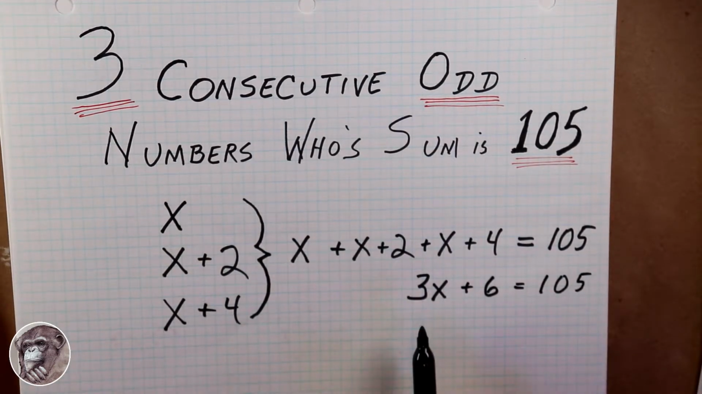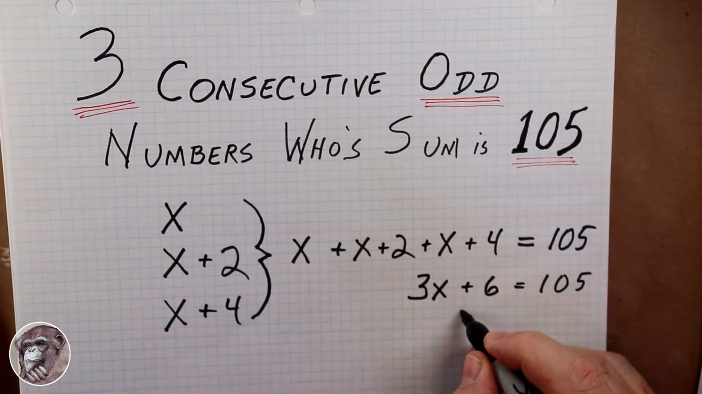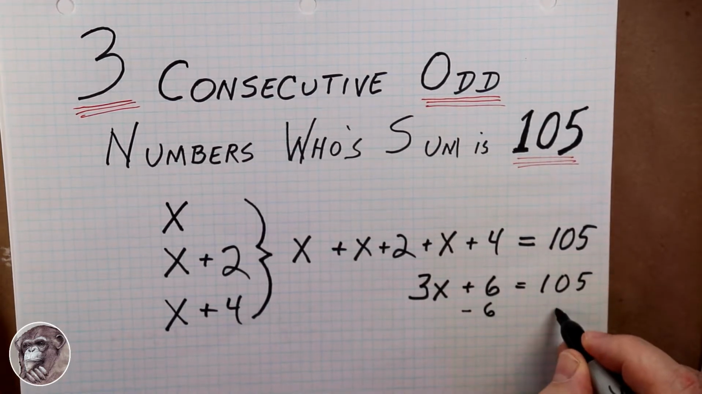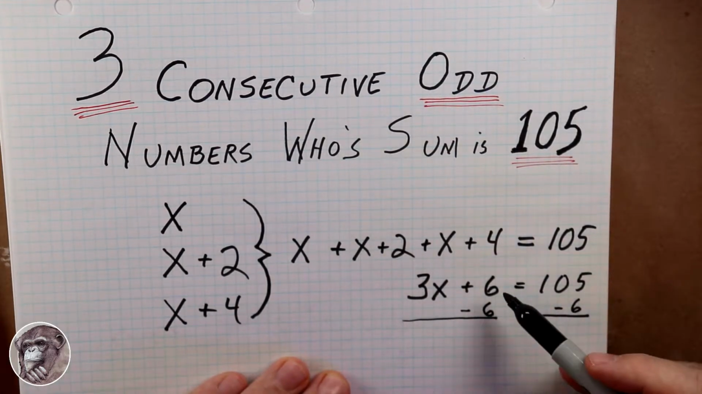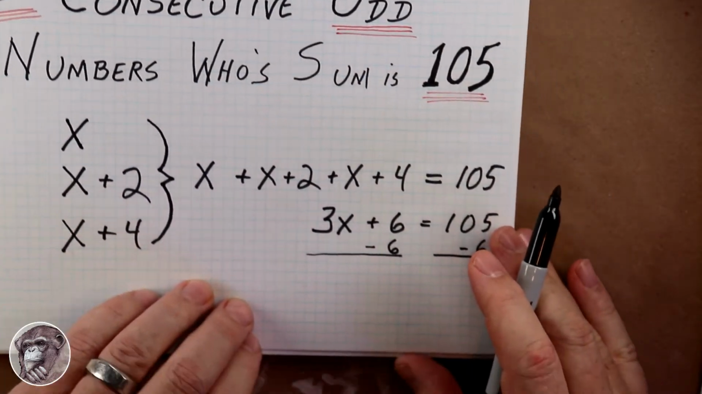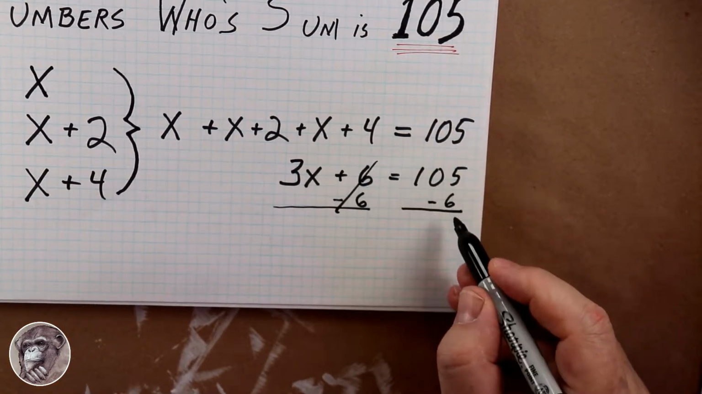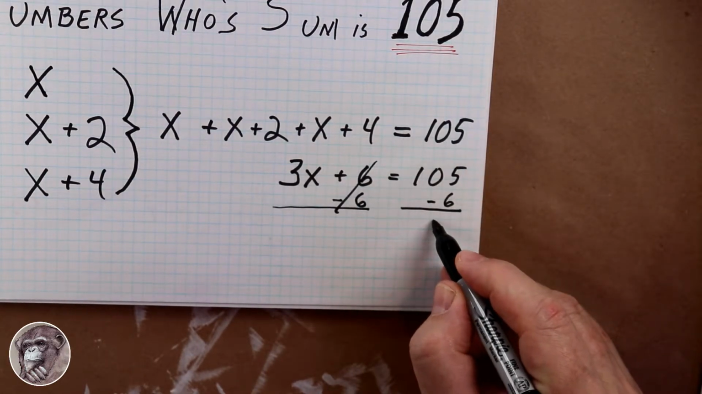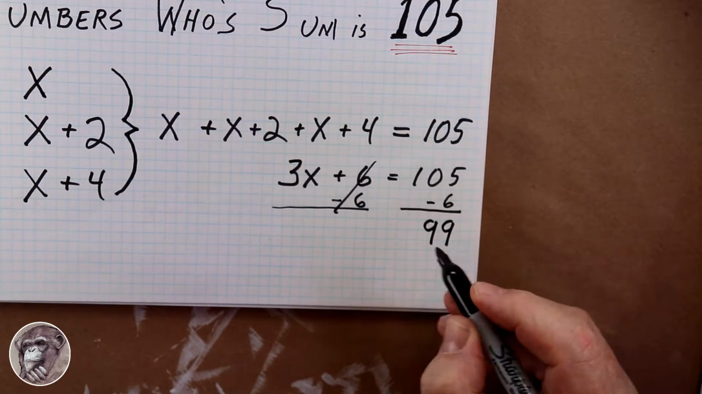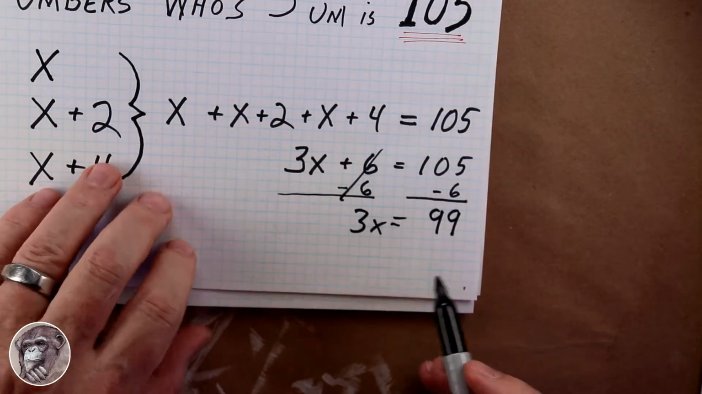105. Now, what I want to do here is get the x by itself, and then get a number over here by itself. So the first thing I want to do is subtract 6 from both sides. So this 6 and this 6 will cancel out. And then 105 minus 6 is going to be 99. So we have 3x equals 99.